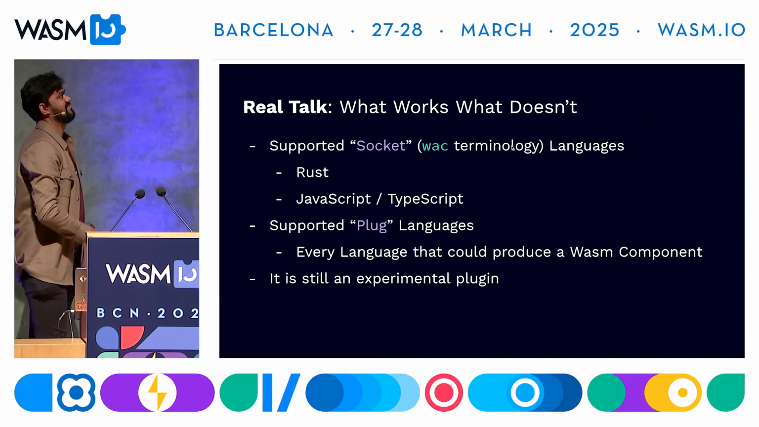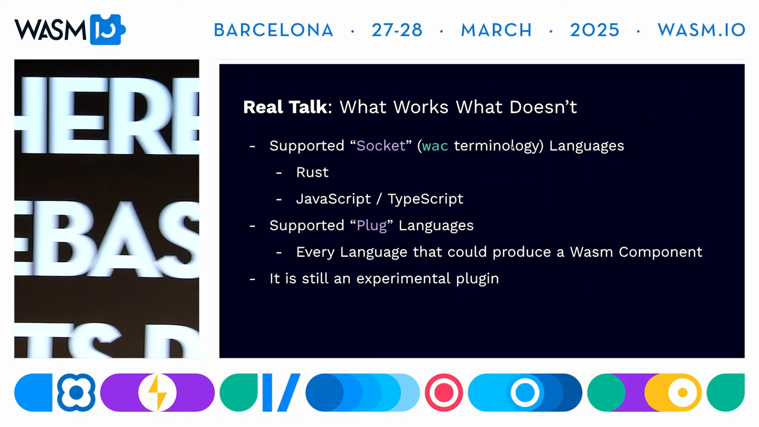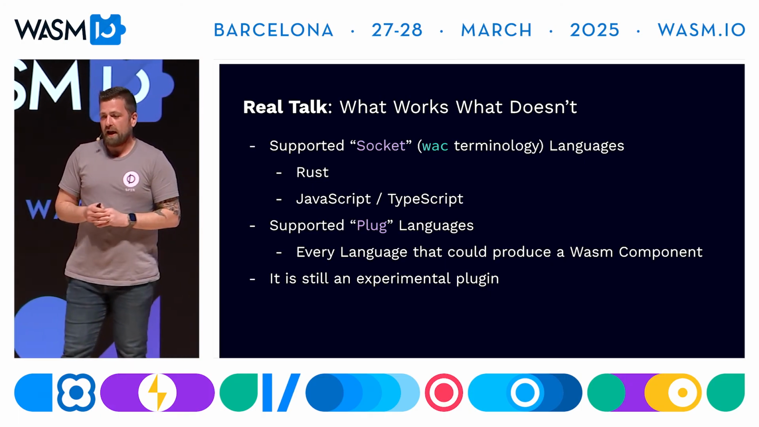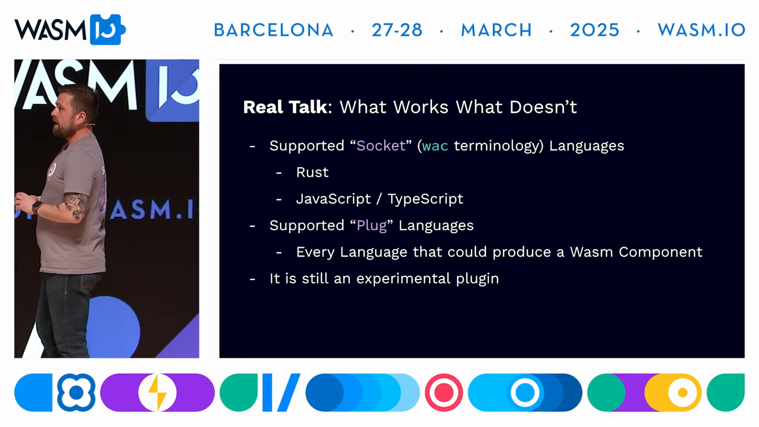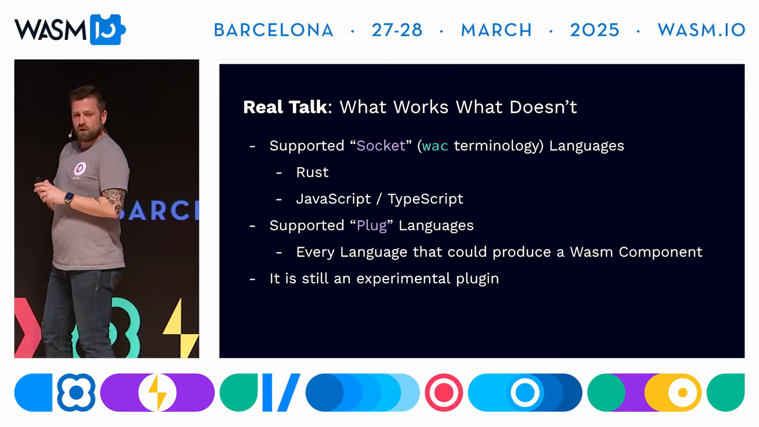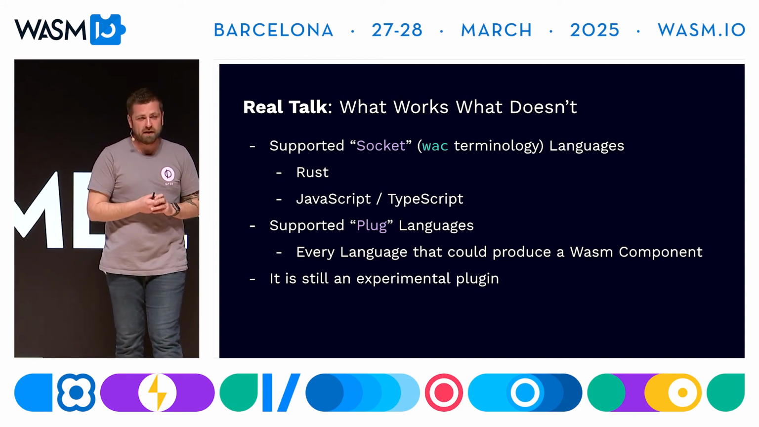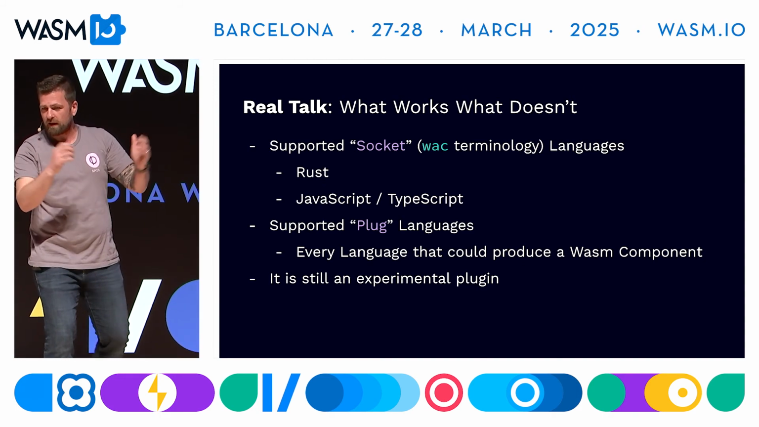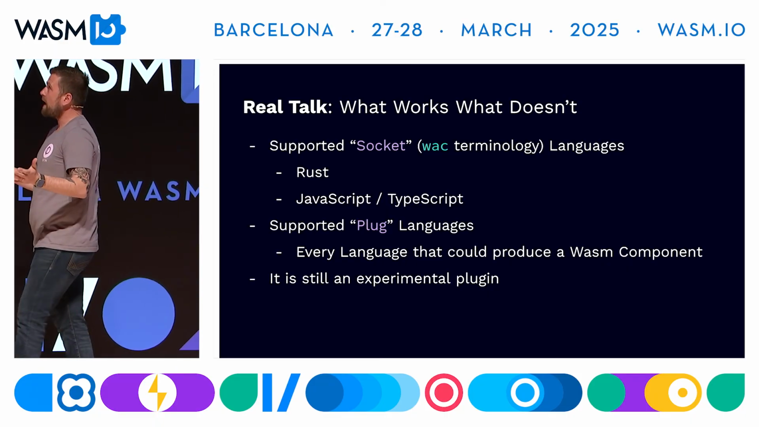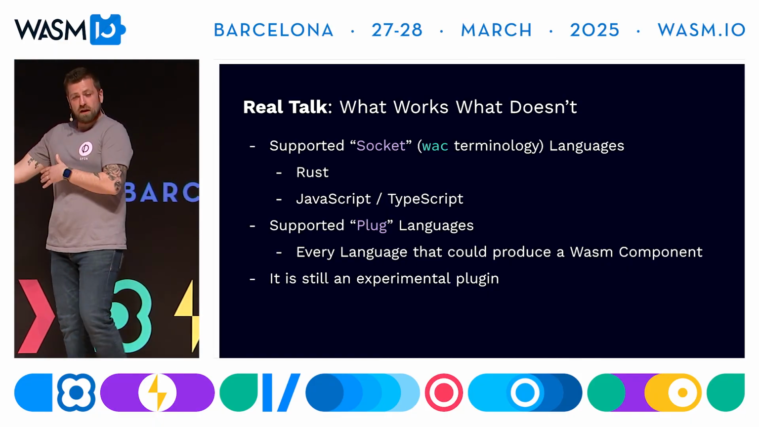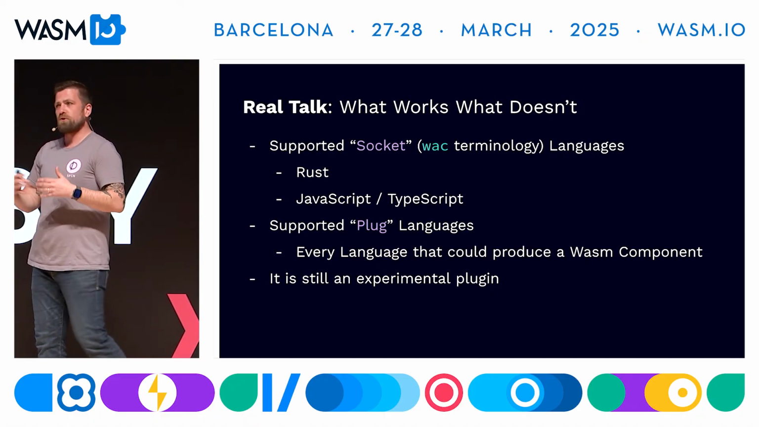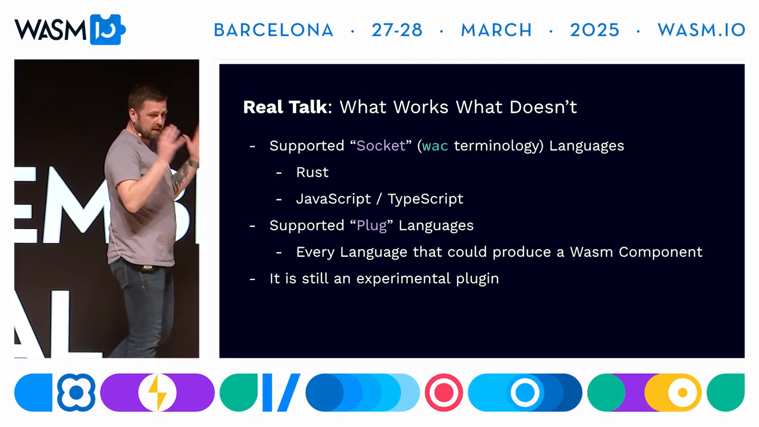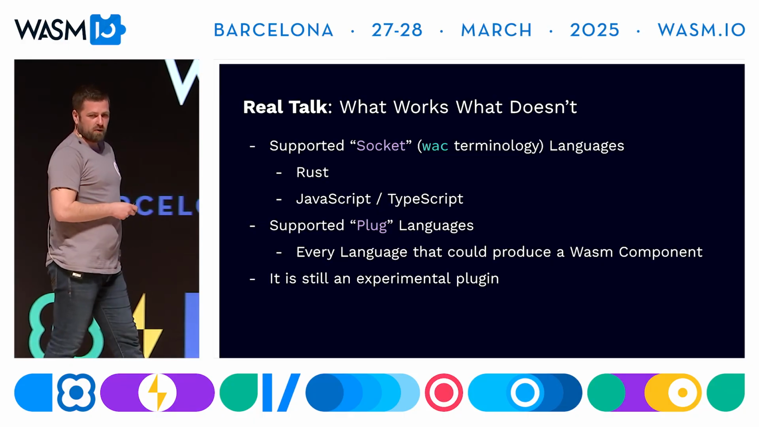Great. But let's do some real talk. Obviously, as Karthik mentioned, this is an experimental plugin, and as of today we are supporting two languages for socket components in WAC terminology. So that's Rust and TypeScript/JavaScript, treated as a single language, right? For plug languages, or the languages for creating plug components, we support everything that is able to turn code into a Wasm component. But keep in mind, it's still experimental.